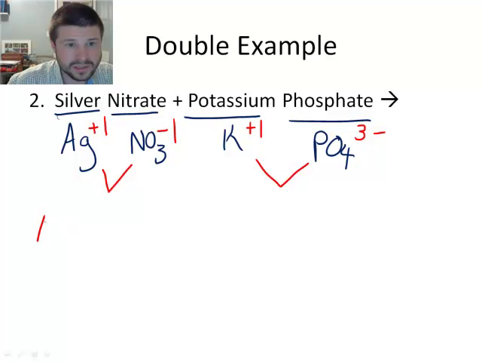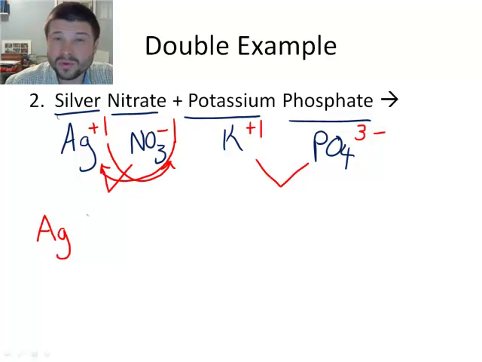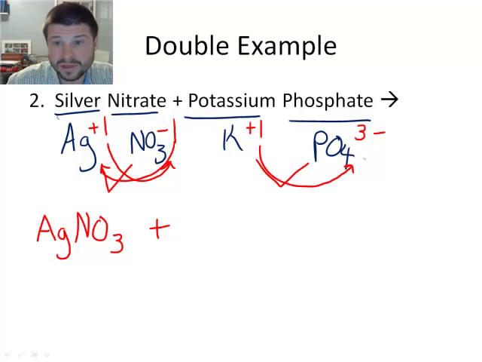So my first thing would be silver. Remember, I switch these charges, one down there, one down there. Since they're both 1, they'll really just cancel each other out, and I just have AgNO3. All right, pretty simple if they're both the same number. They cancel out. Okay, over here, they're not the same number. So this 1 will go down here with the phosphate, and that 3 will go over here with the potassium. So now I'll have K3PO4.